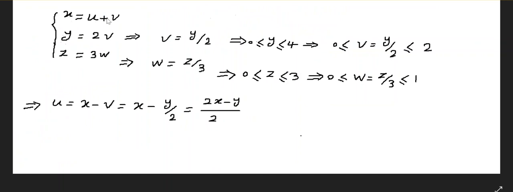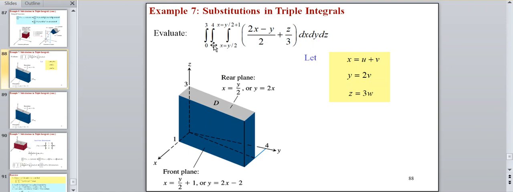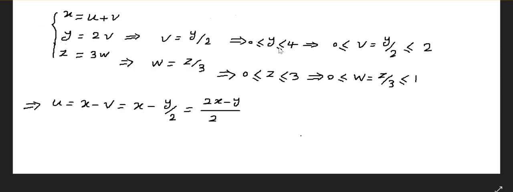x equals u plus v, y equals 2v, z equals 3w, right? Let me start with this second one. If you divide both sides by 2, v equals y over 2, right? Back to this integral, y is from 0 to 4. So y is between 0 and 4, and if you divide both sides by 2, y over 2, which is v, is between 0 and 2. So these are the limits for v, from 0 to 2.